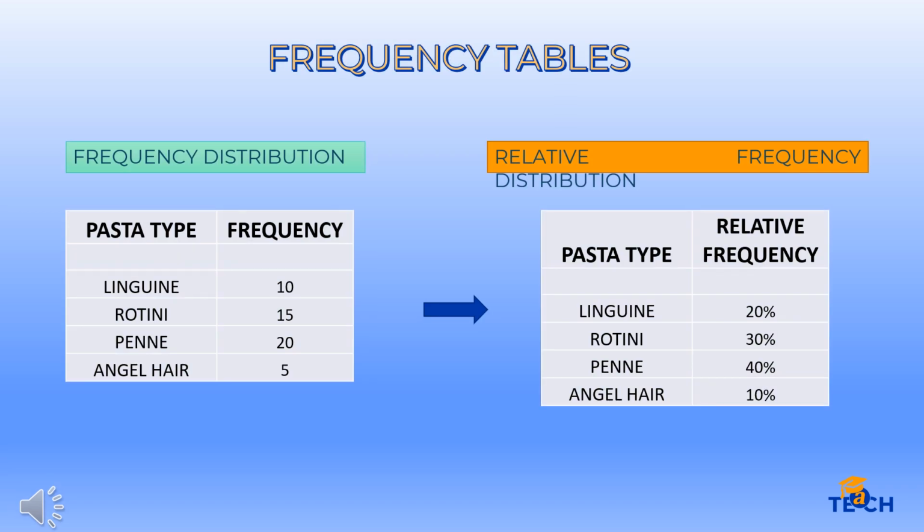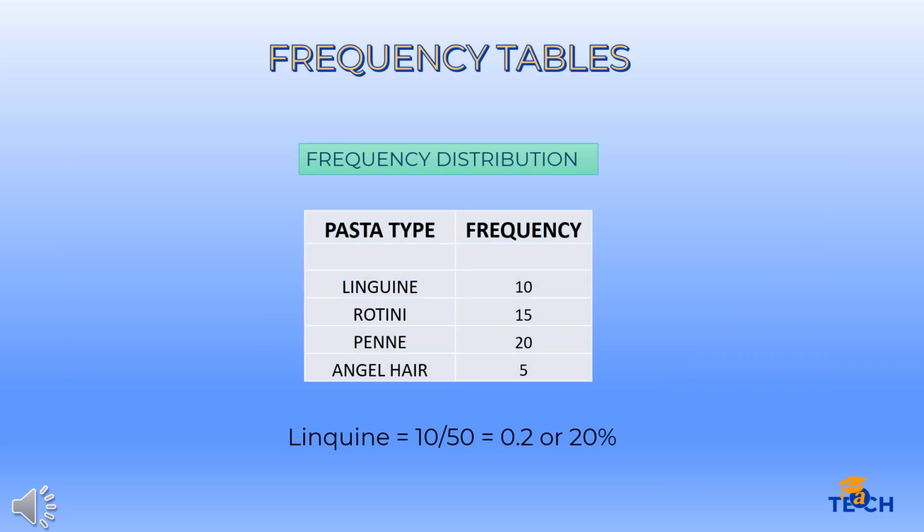To change a frequency table into a relative frequency table, we just need to take each raw frequency and divide by the total number of points to get a decimal between 0 and 1. Some of you may be used to reading decimals as percentages, but if you're not, just multiply by 100 to get the percentages. For linguine, we have 10 divided by 50, which is 0.2 or 20% of the group.